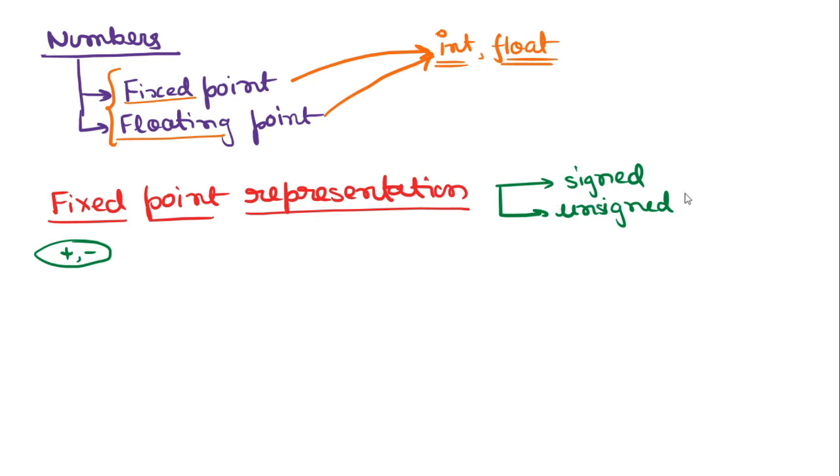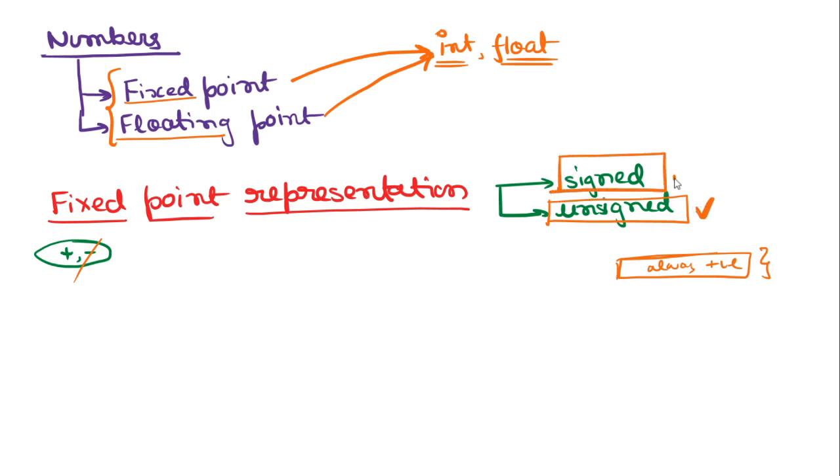Now, fixed point representation can be signed or unsigned depending on the default thing that we want to assume. If we assume that the value present inside the register is always positive, in that case we use unsigned fixed point representation, because we don't need the sign, as there is no negative value that we need to represent. But when we want to represent negative values as well, we use signed fixed point representation.